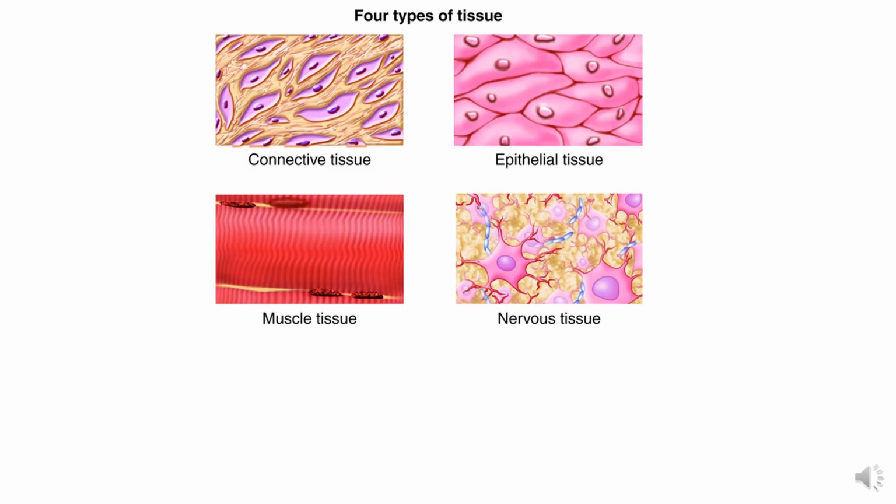So as you know, there are 4 types of tissues in the body. Number 1 is the epithelial tissue. Number 2 is the connective tissue. Number 3 is the muscle tissue. And number 4 is the nervous tissue.